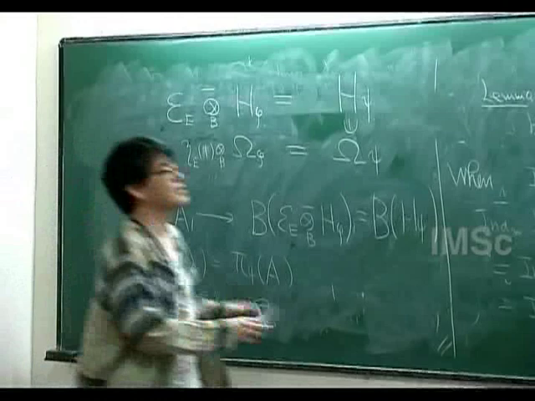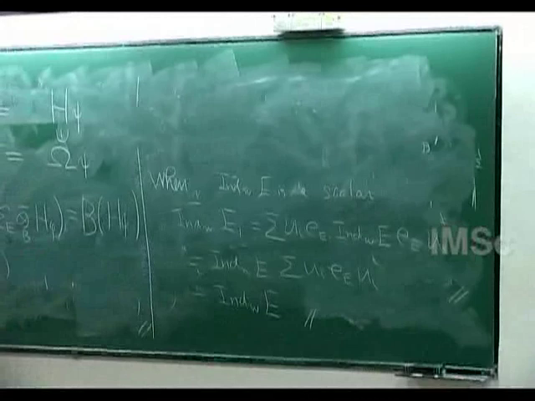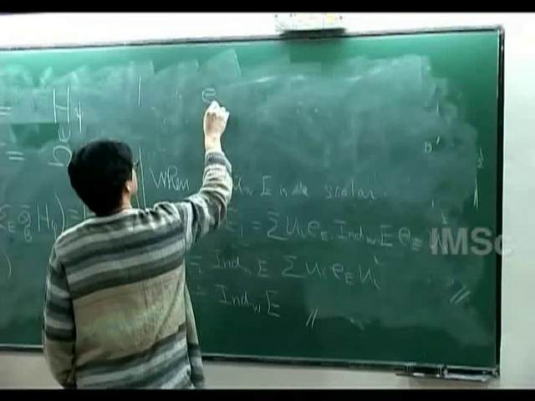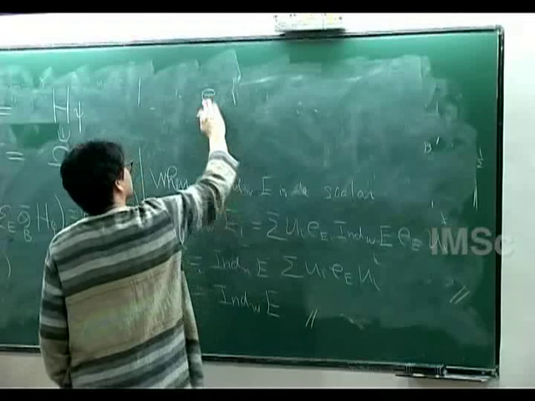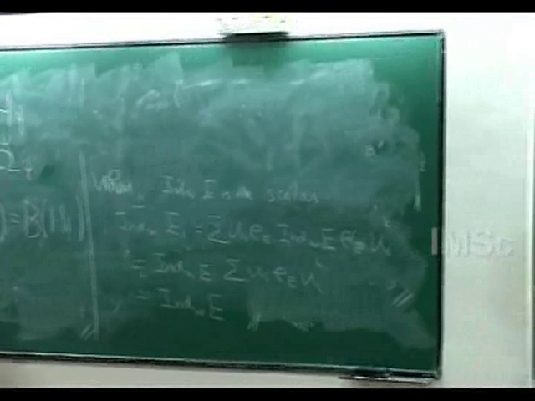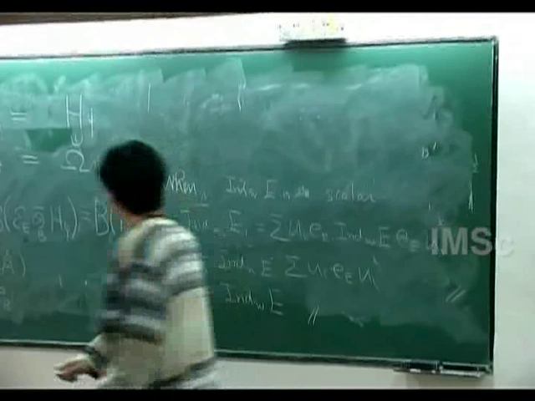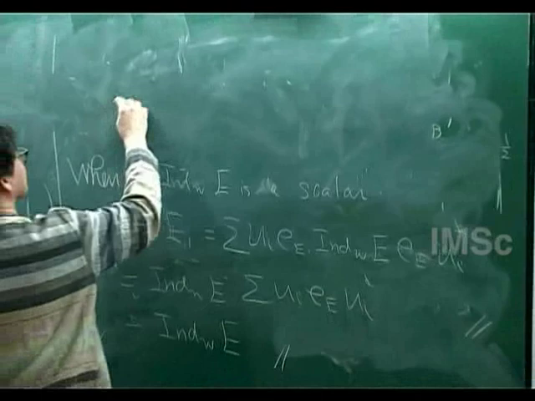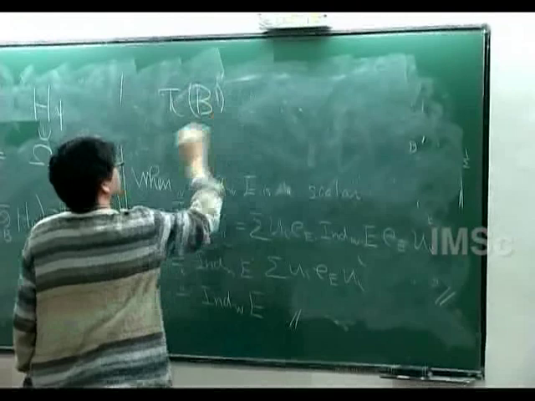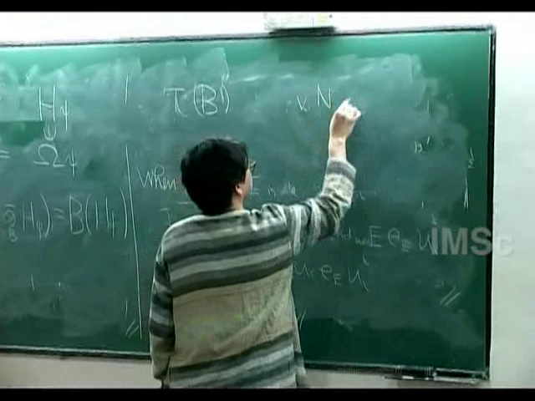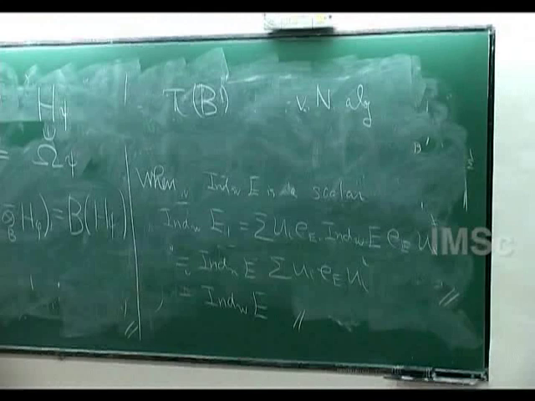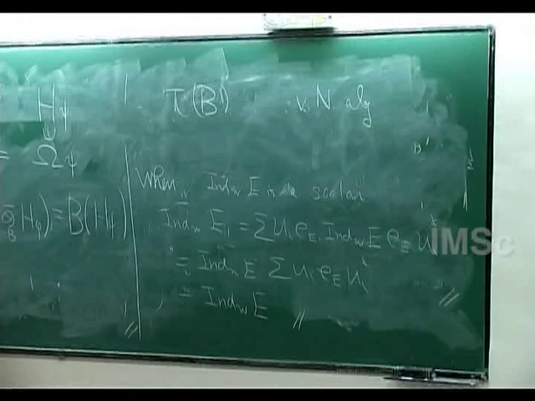And moreover, you can see that, first of all, to see that this space, without taking weak closure, is already a von Neumann algebra, it's enough to show that this is already a von Neumann algebra. But it's obvious because of this identification. From this identification, the image of V is already a von Neumann algebra.